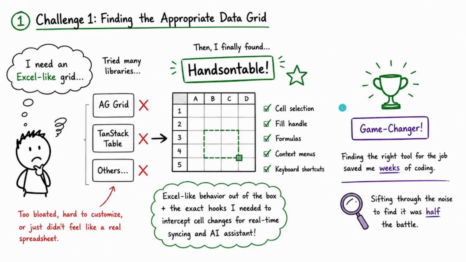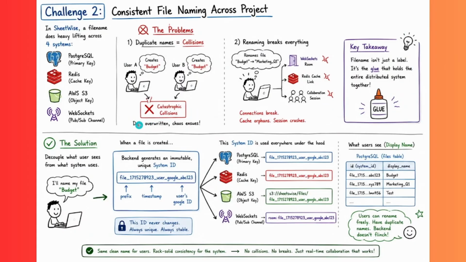Alright, let's move on to the second challenge. The second challenge was consistent file naming across the project. When I build a local app, if a user names their file my spreadsheet, great, I save it as my spreadsheet. But Sheetwise isn't a local app. It's a distributed system using Postgres, Redis, S3, and real-time WebSockets. I quickly realized that a file's name isn't just a label; it's the glue holding the entire architecture together. It's the Redis cache key, the S3 storage path, and the WebSocket room that users connect to.